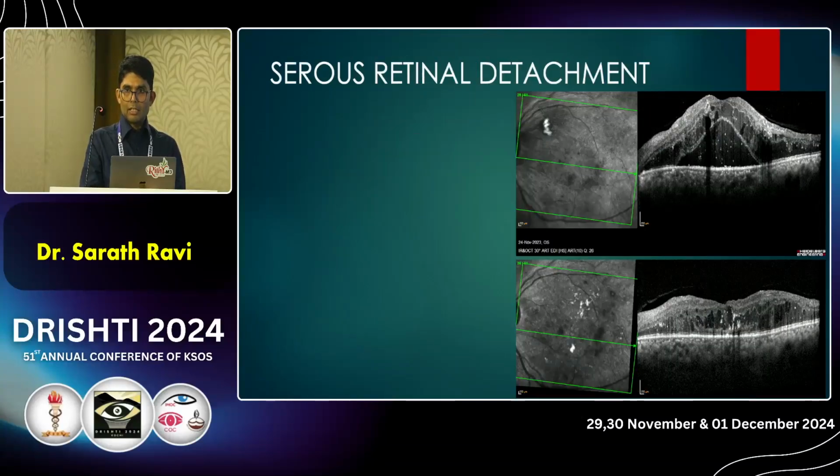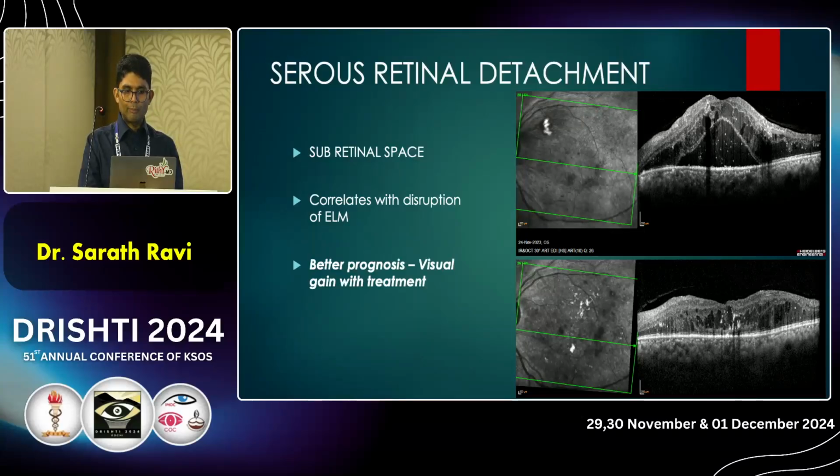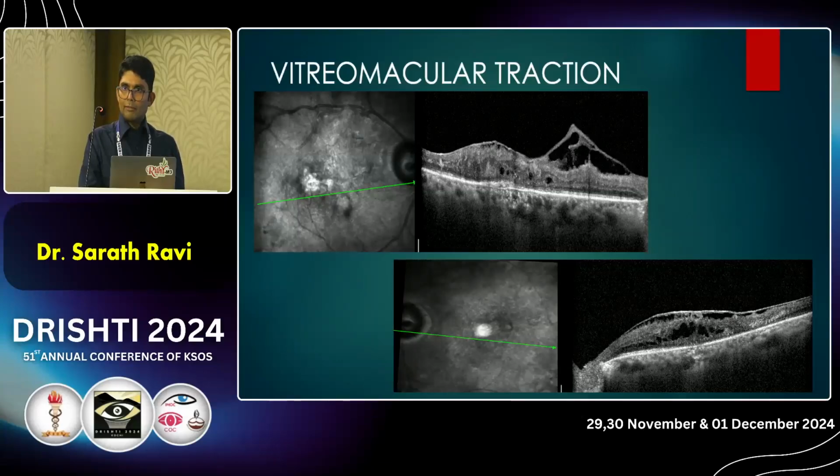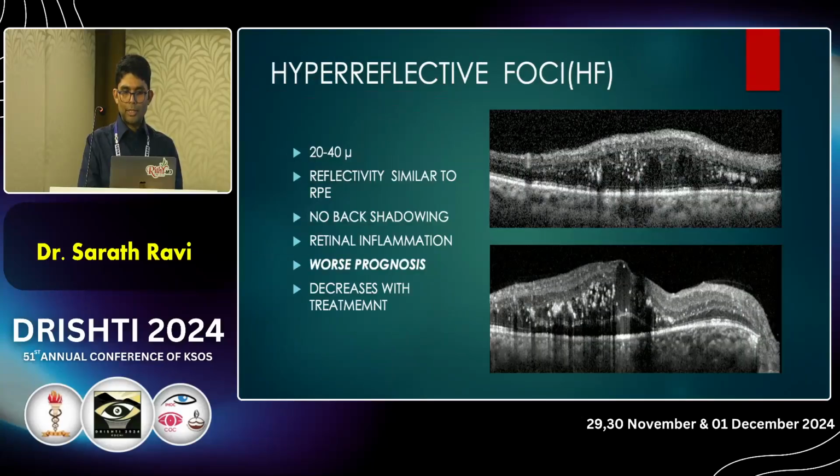Serous retinal detachment, on the other hand, has a good response to treatment, and it correlates with the disruption of the external limiting membrane. There is a subset of patients who have a vitreomacular traction or a taut posterior hyaloid, and these patients usually require surgical intervention in addition to pharmacotherapy.